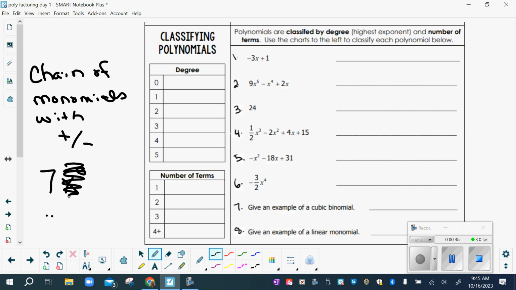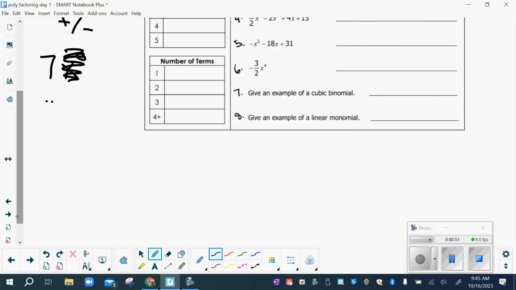But let me tell you, there are 2 things that cannot show up in a polynomial. Number 1 thing that cannot show up in a polynomial. These would be bad. These 2 things can't show up. Number 1 thing that can't show up is any variable with a negative exponent. And let me tell you why.